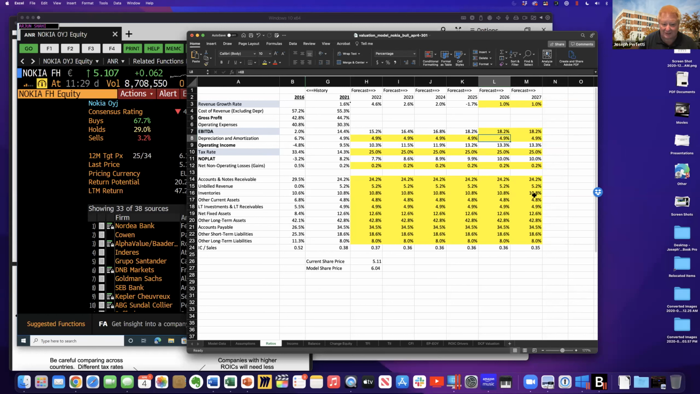I don't think the tax rate's going to change, so I'm going to leave that alone. We use one WACC over the valuation, so I'm not going to change the WACC. So basically, I think Nokia in a bull scenario could be worth as much as 6.04 euros in the next 12 months. Save file. And articulated reasons.